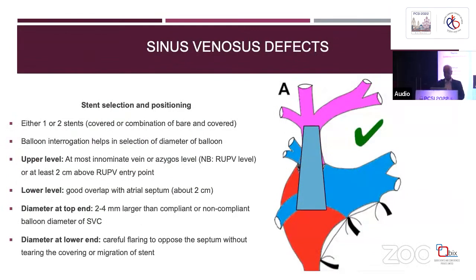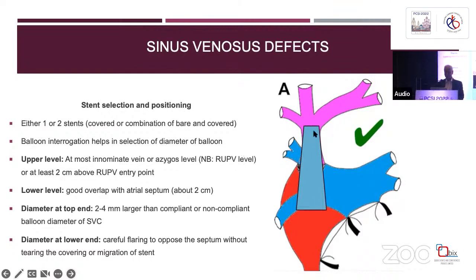When it comes to the catheter procedure, stent selection is important, and how we position it. In practical terms, we either need one stent if you get the right length, otherwise two stents will be required. The combination of the two stents may be either two covered stents or one bare and one covered, the bare being at the top end and the covered being at the lower. Balloon interrogation helps in deciding that.